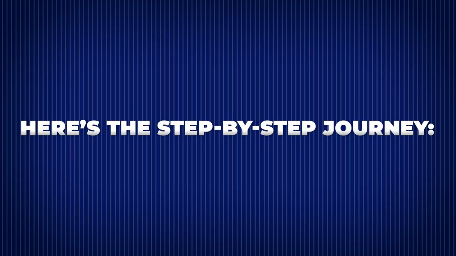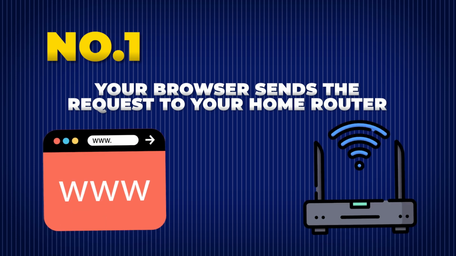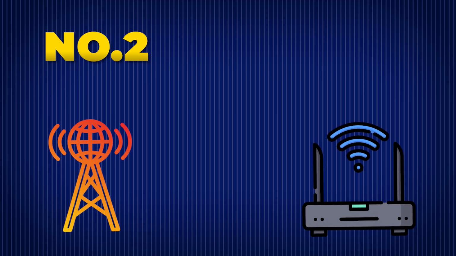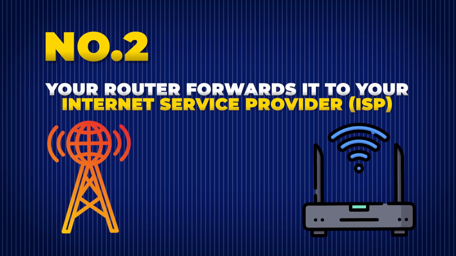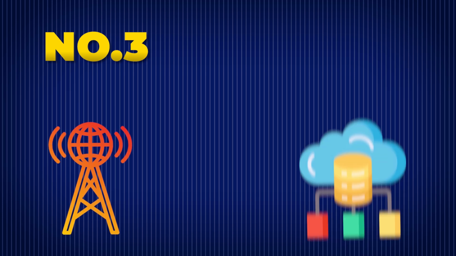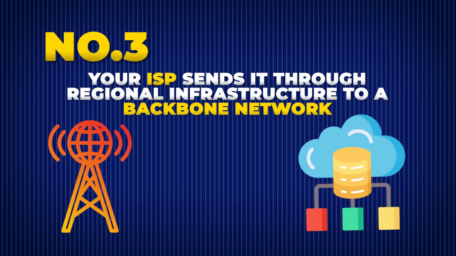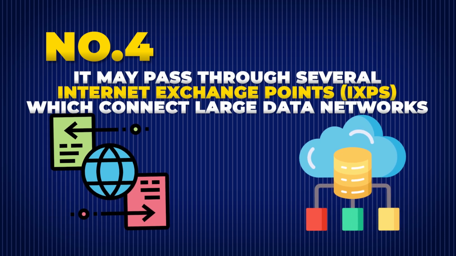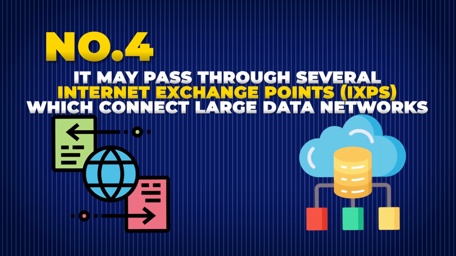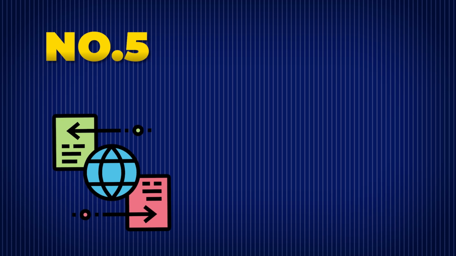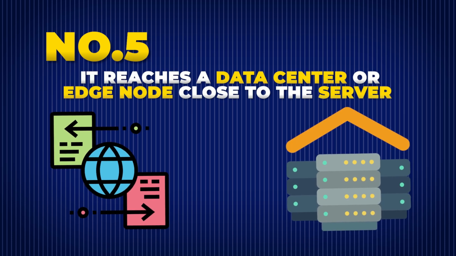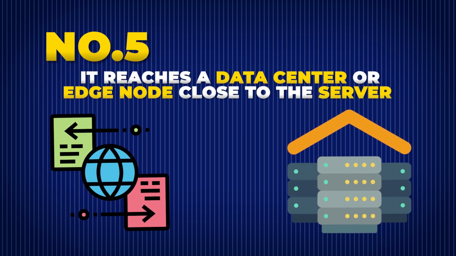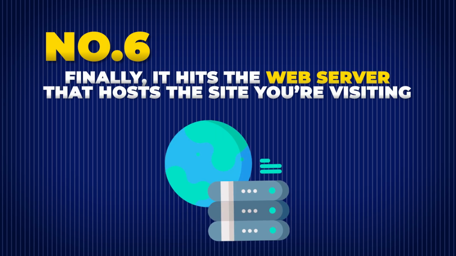Here's the step-by-step journey. 1. Your browser sends the request to your home router. 2. Your router forwards it to your Internet Service Provider, ISP. 3. Your ISP sends it through regional infrastructure to a backbone network. 4. It may pass through several Internet Exchange Points, IXPs, which connect large data networks. 5. It reaches a data center, or edge node, close to the server. 6. Finally, it hits the web server that hosts the site you're visiting.